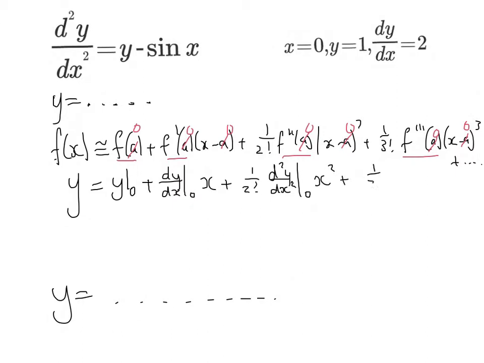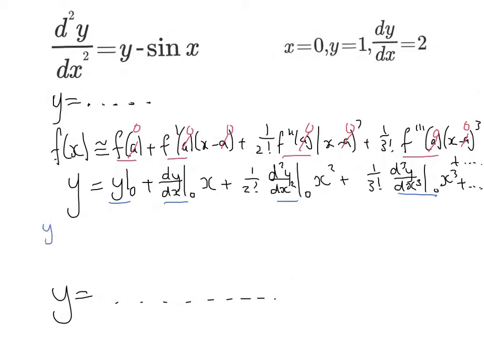And then we've got 1 over 3 factorial, and then we've got the third derivative. So all I'm doing here is changing the notation into one that's consistent with the problem I've been given. Okay, let's see if we can find any of these ingredients to go into our sandwich.